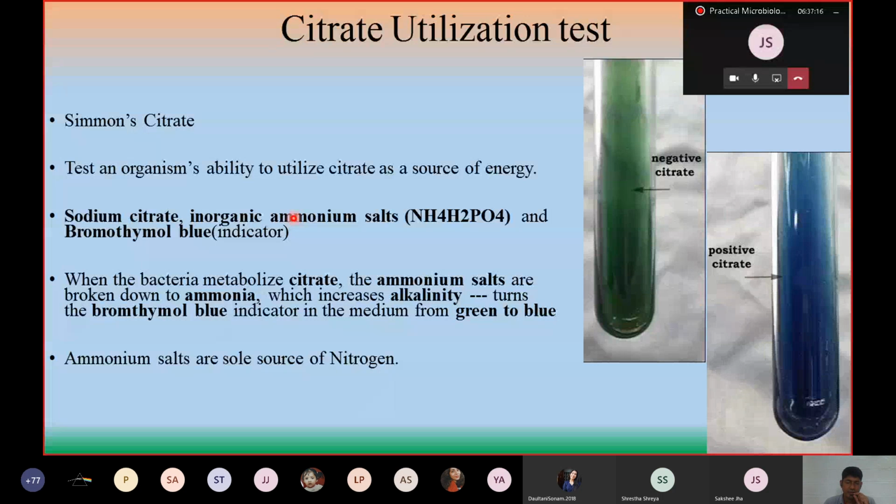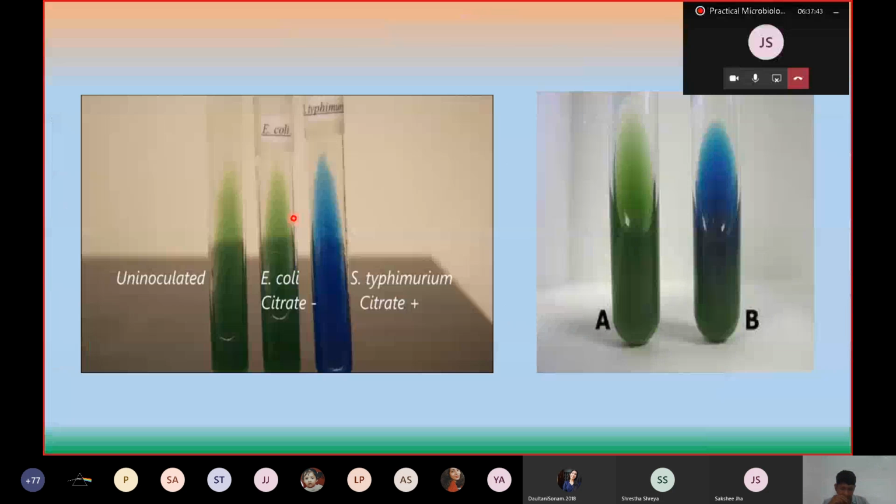After that, one more point you have to remember is that if the organism is surviving, it will utilize ammonium salt as a source of nitrogen. That will lead to formation of ammonium hydroxide, which will change the media to basic, and that will be indicated by the indicator bromothymol blue, which changes the media from green to blue. These are the different media: uninoculated green in color, citrate negative green in color, citrate positive blue in color.